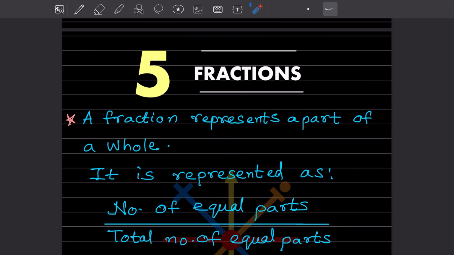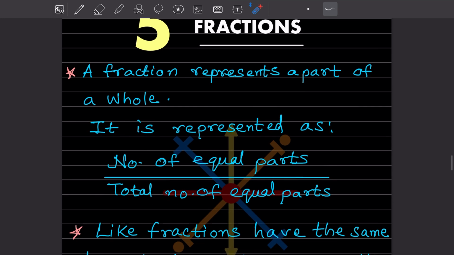And it is represented as, here this is the numerator and this is the denominator. Always a fraction will be in the form of a numerator divided by a denominator. So the number of equal parts divided by the total number of equal parts. Now suppose I write here 1/4. So this is the total number of parts and this is a part of it. So number of equal parts divided by total number of equal parts. This you have to remember.